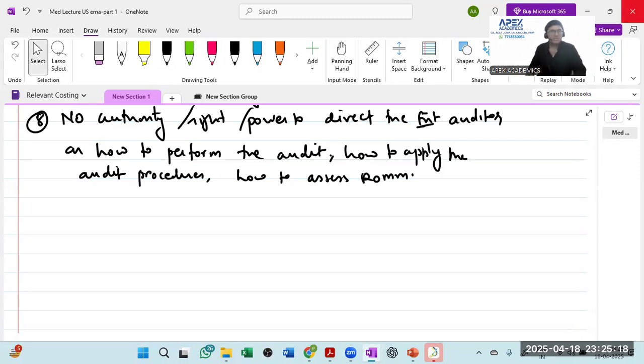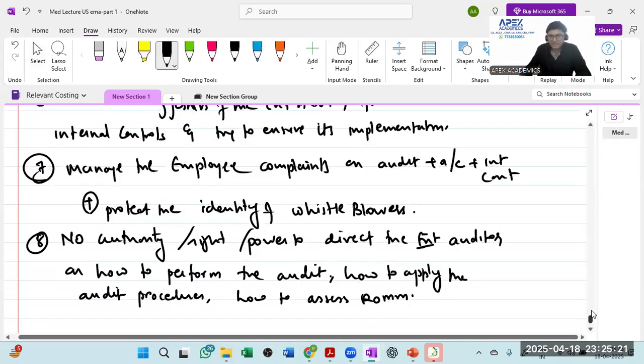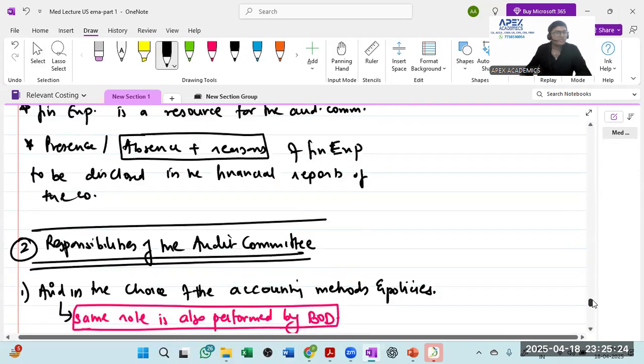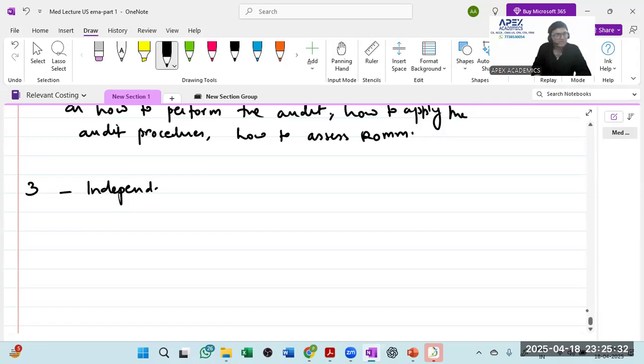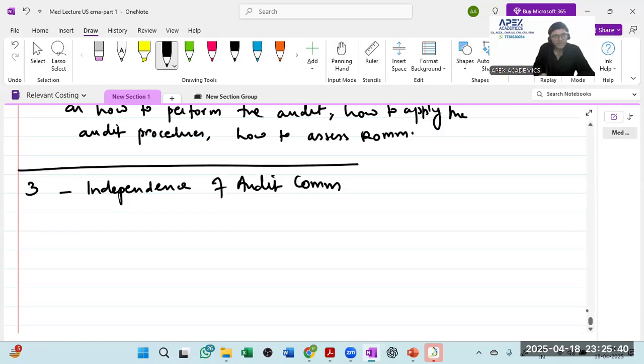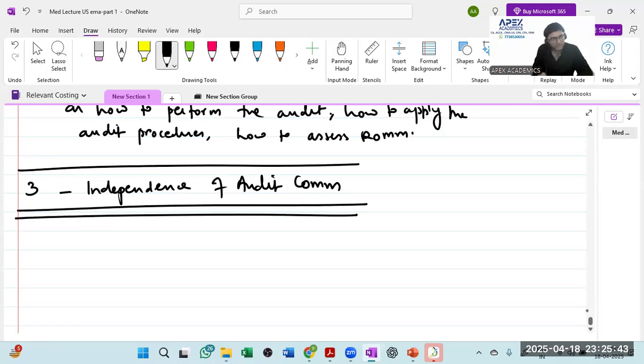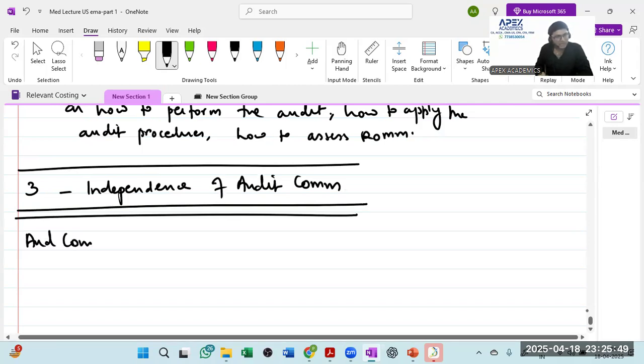Now, the next concept is interesting. This concept is known as independence of audit committee. Please understand this particular point. See, the audit committee members are non-executive directors.